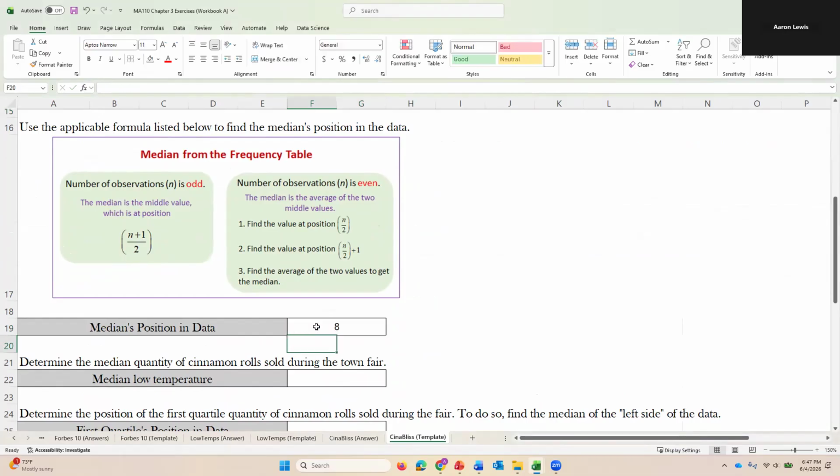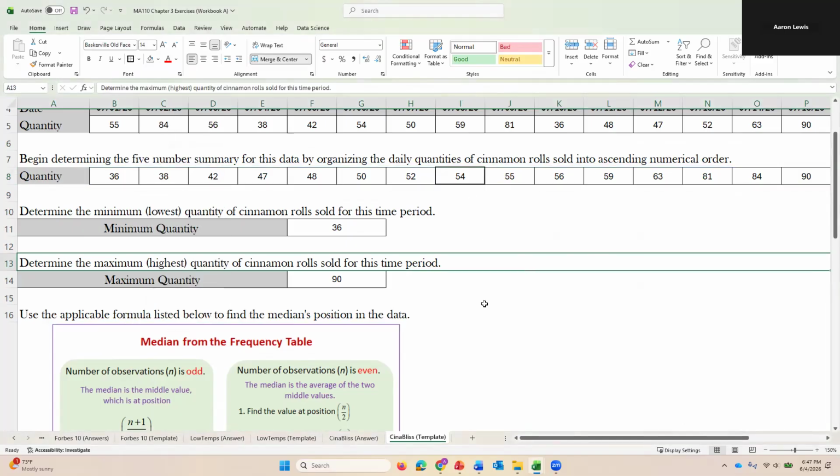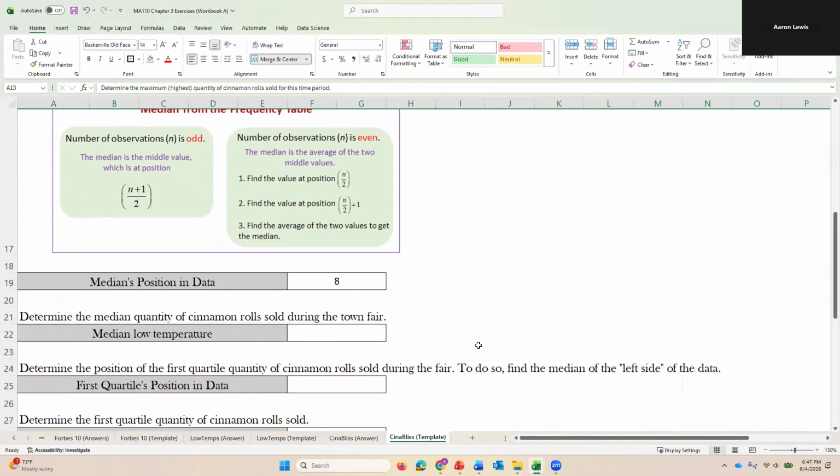And I'm going to come up with 8, which means the median will be the eighth number in ascending order. What is that number? Well, I can just go up here and count. 1, 2, 3, 4, 5, 6, 7. Voila. We know right here, I'll make it a big bold outline for us so we can easily identify it. We know that 54 is going to be the median of the data.